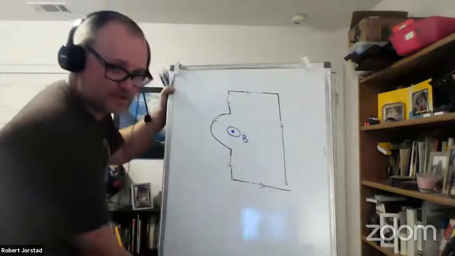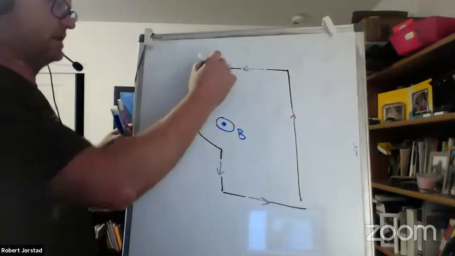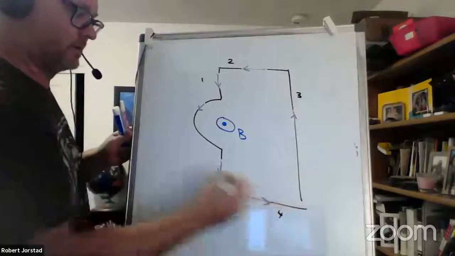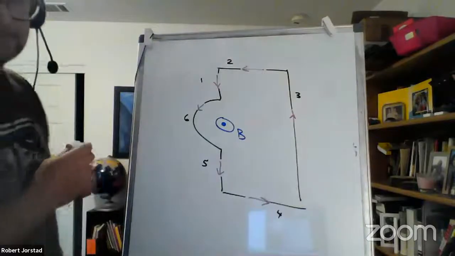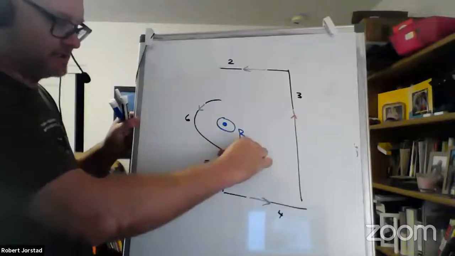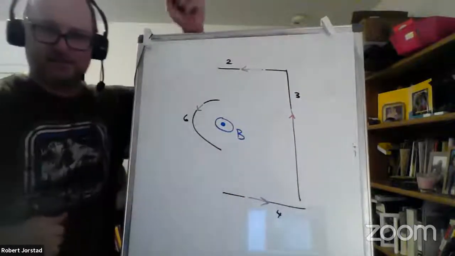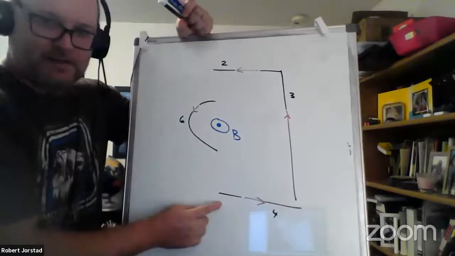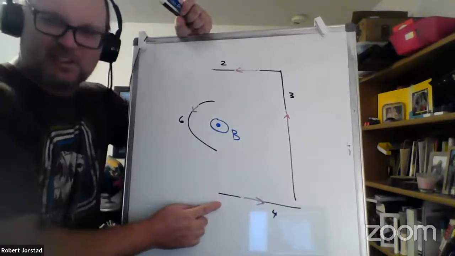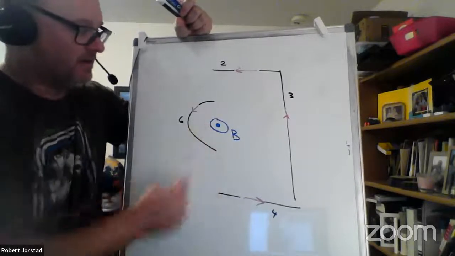Which segments produce no contribution? Let's number them: 1, 2, 3, 4, 5, 6. Which segments have no contribution? 1 and 5. They point straight at it, so these two don't matter at all. And so all we have left is to figure out these things. Now, what do you think about 2 and 4? Do you believe that those two are going to produce the same amount of contribution here or not?